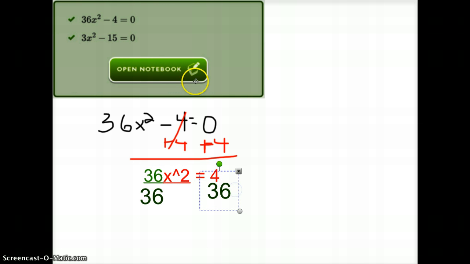36 and 36 on this side. These will cross out. That makes a 1. It goes away. This one doesn't make a 1. This is going to make, well, let's see.